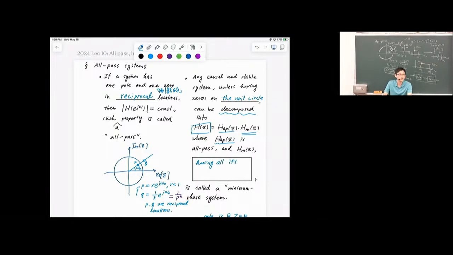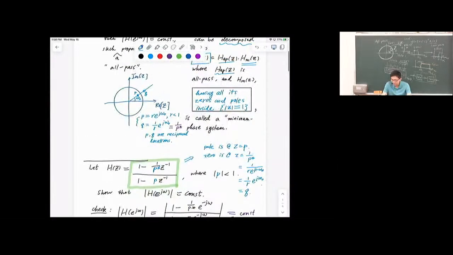Okay, when the system has all its poles and zeros inside the unit circle, inside it, okay, inside. Now, when the system has all the poles and zeros inside the unit circle, the system is called minimum phase. Minimum phase, okay, minimum phase.